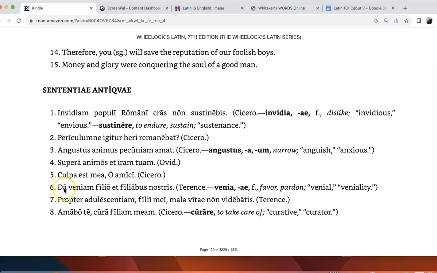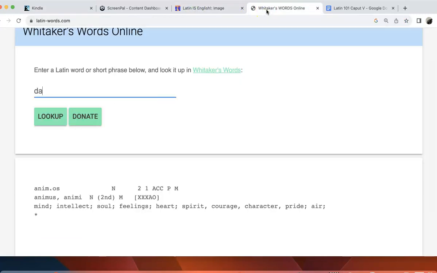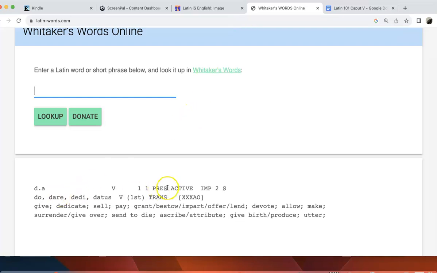Although we don't have a larger context here. So da means give. So here we have another imperative going back to chapter 1. Again, if we don't know this, we're going to have to look it up. But here you can see present active imperative second person singular. So do, dare, dati, datus.